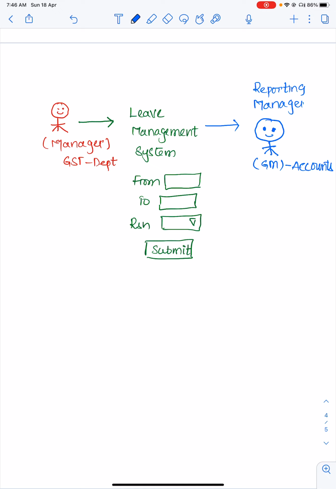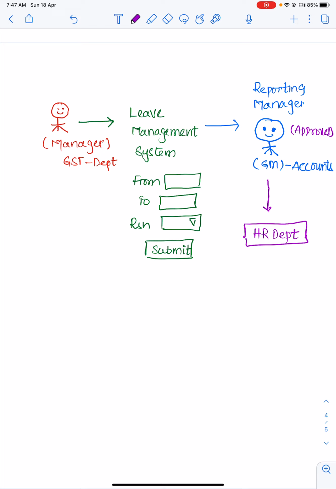Now once this reporting manager, let us assume, approves, what should happen? The data has to be sent to another department, that is the HR department, because they have to finalize the payroll. So it has to reach the HR department. This is how a leave management system will work.